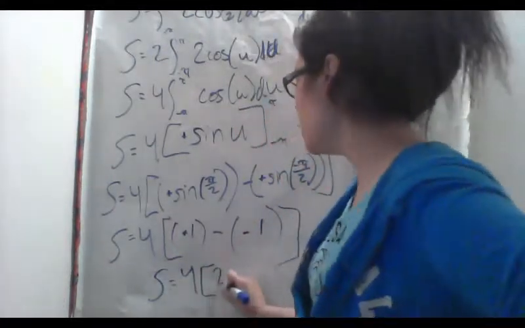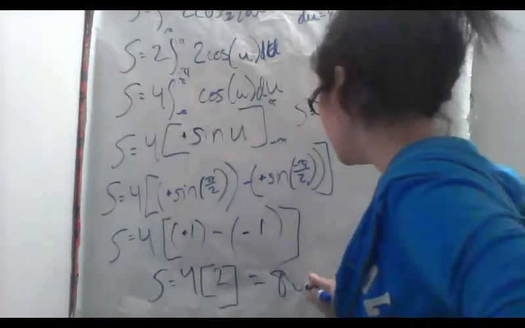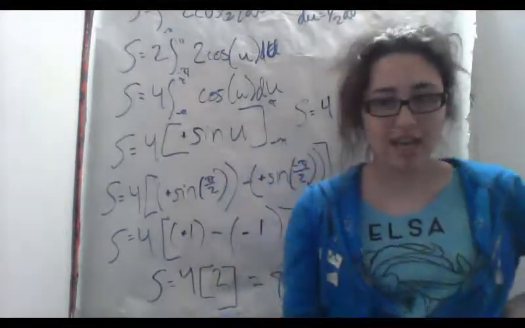1 plus 1, which is 2. Can you see that? Yep. Equals 8 units. And that's it. That's how you found the arclength. It's really simple, really easy. I bet you can do it.